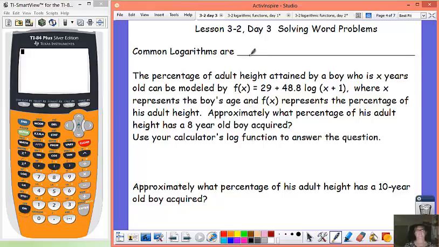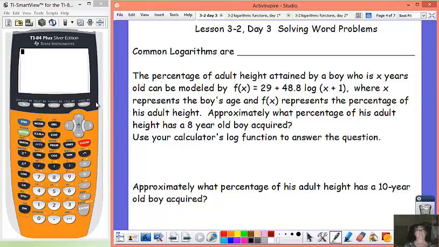Today we're on our third day of this lesson 3-2. We've split it up into three pieces because it's important. There's a lot of information here. I can't imagine having gone through all of this in one day. Today we want to talk about using logarithms to solve word problems.